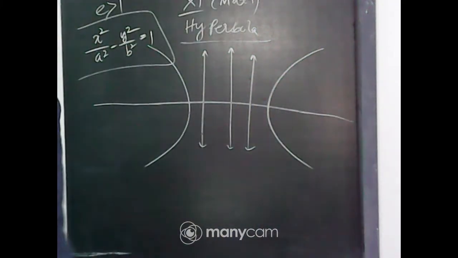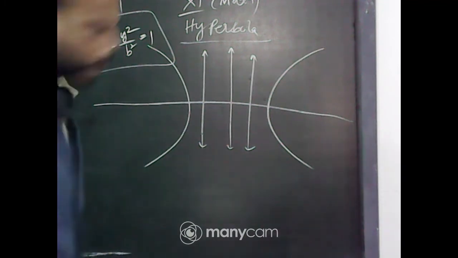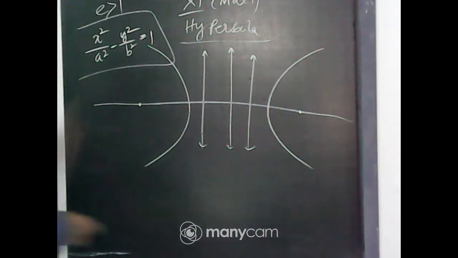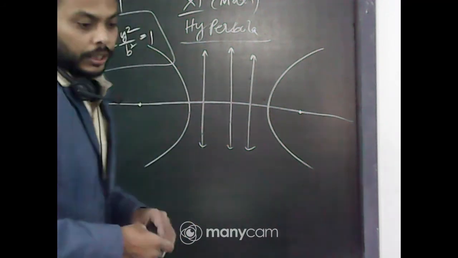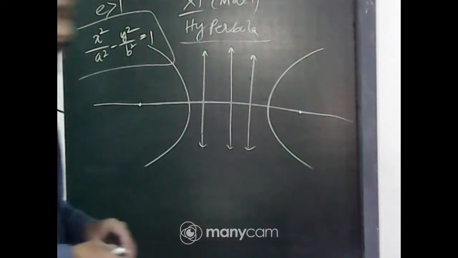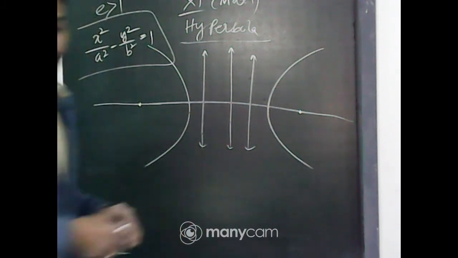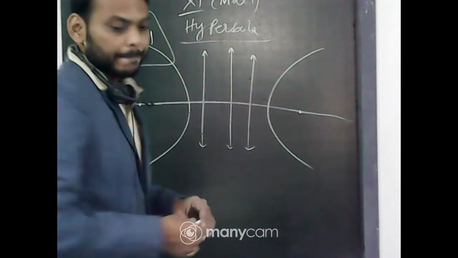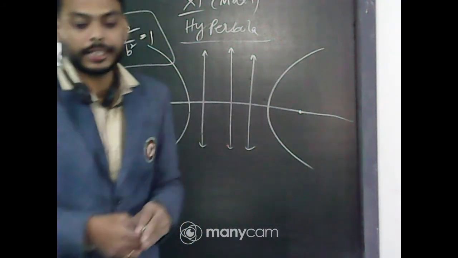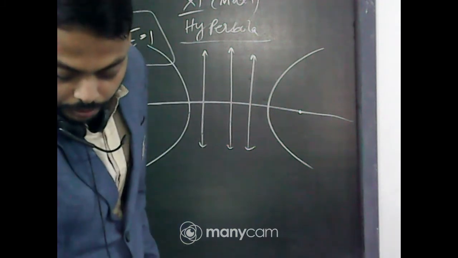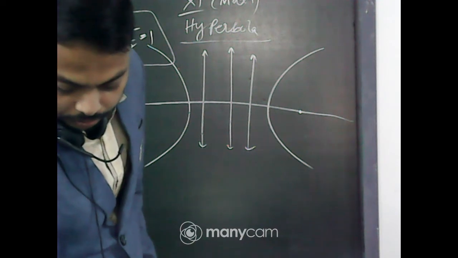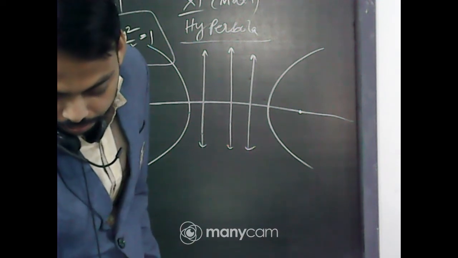The formulas are very much similar. So first of all, the two foci for this form, x square by a square minus y square by b square equals 1. In ellipse there is the major axis and the minor axis, but here it is the transverse axis and the conjugate axis. The major axis is here, the transverse axis, and the minor axis is here, the conjugate axis.